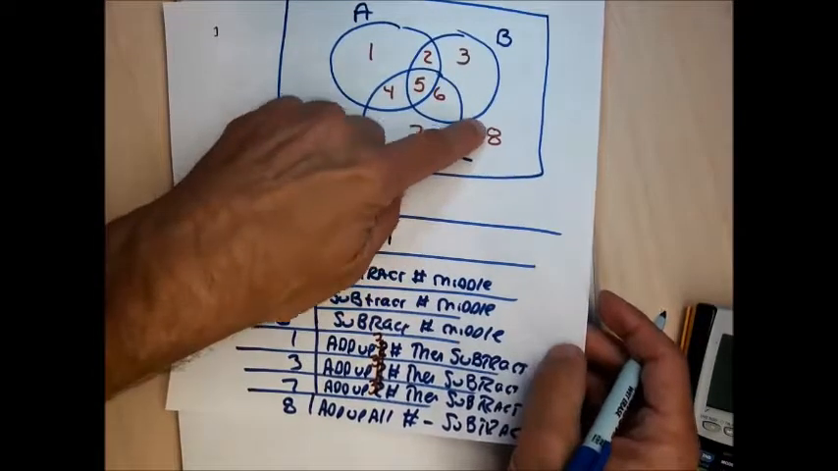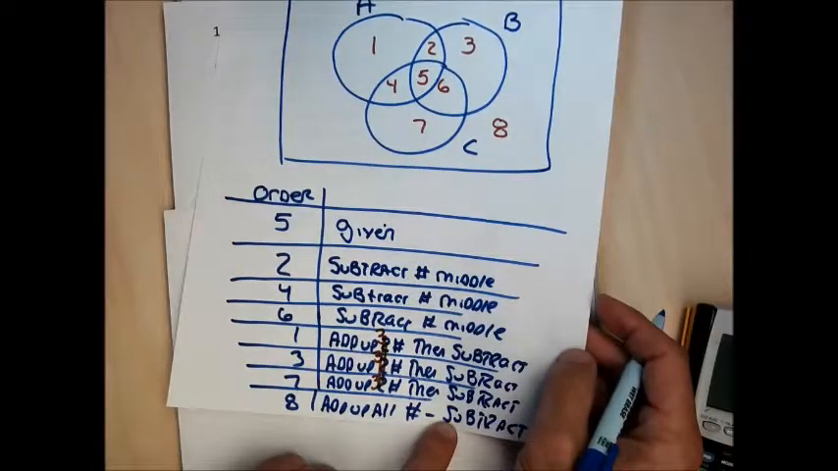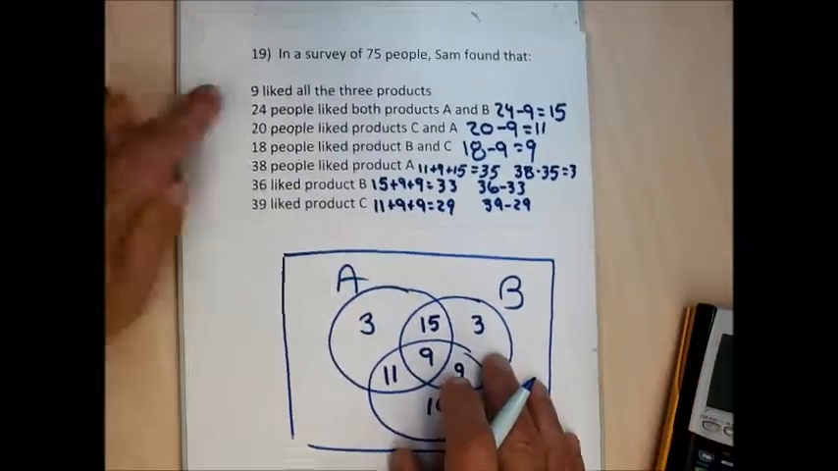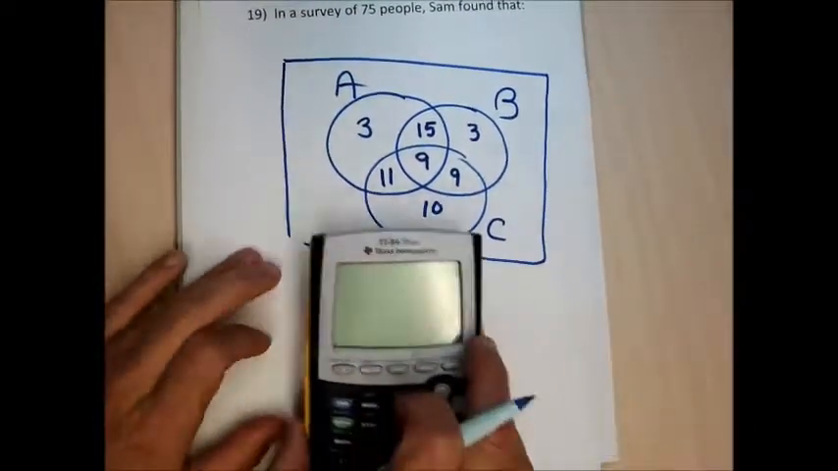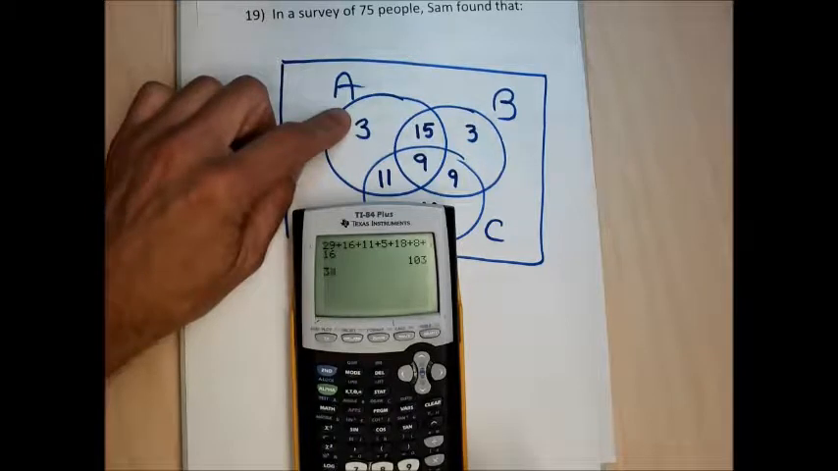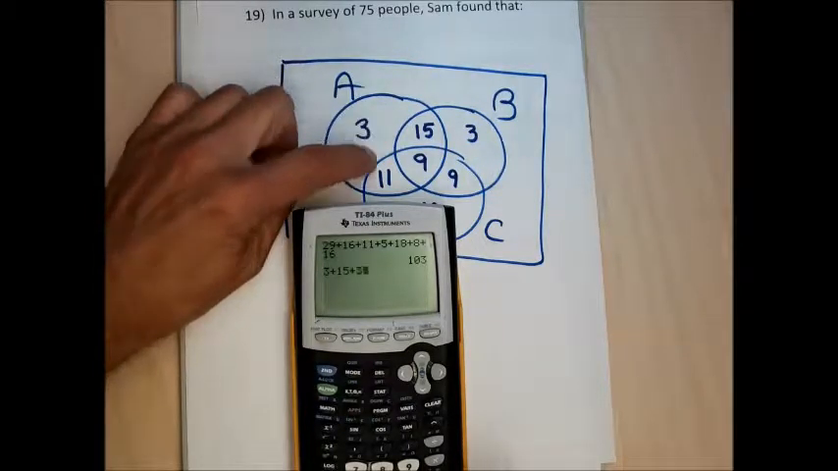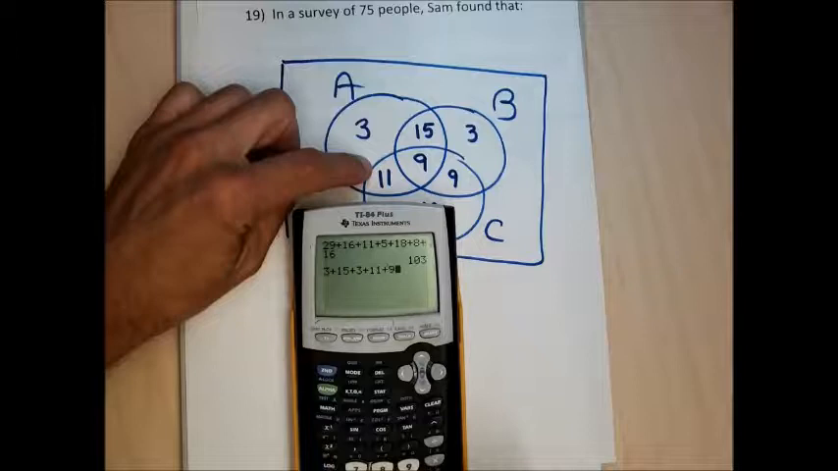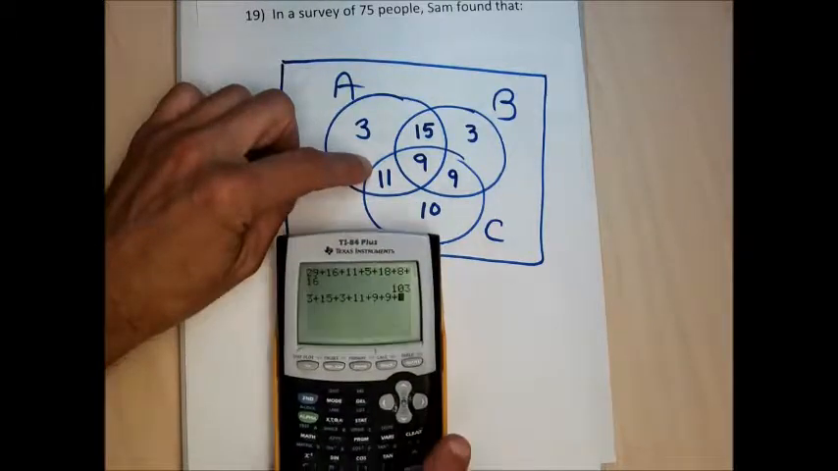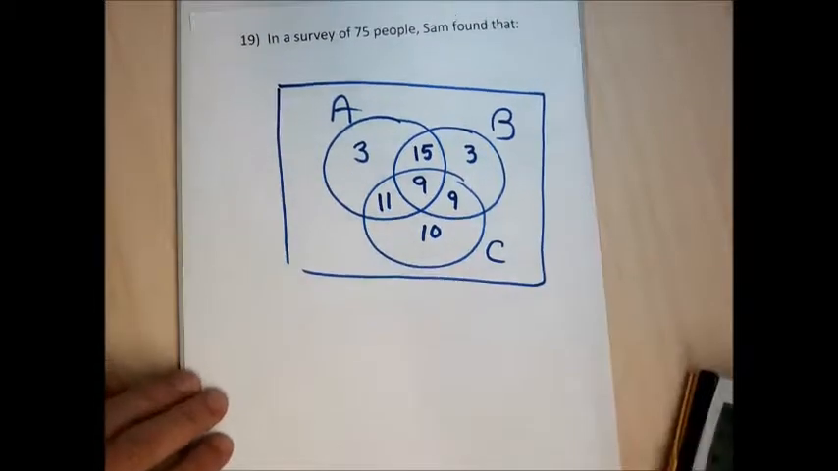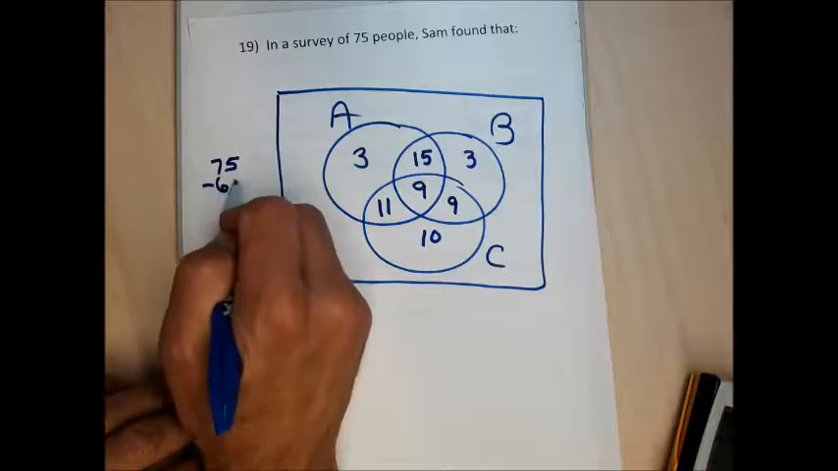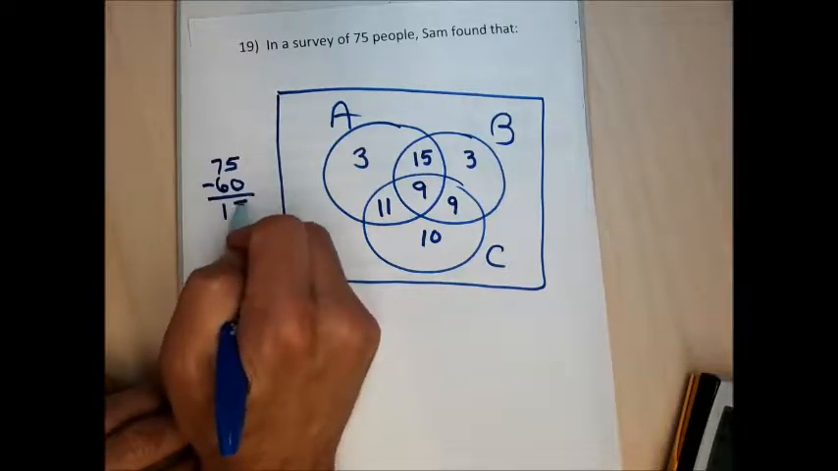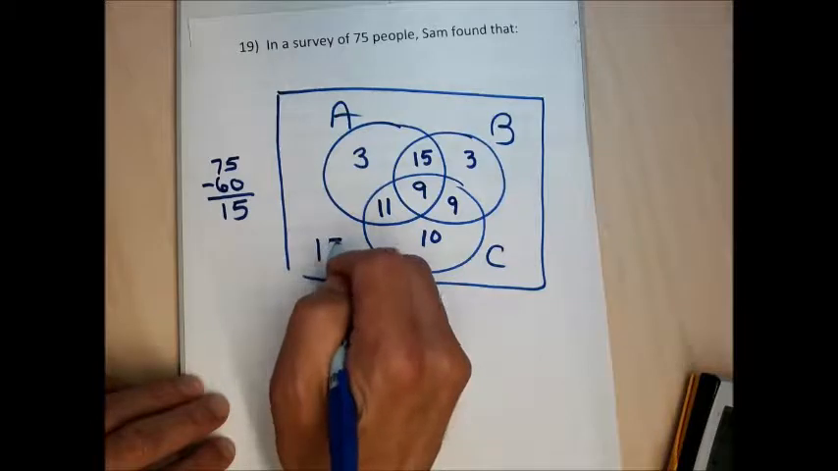Lastly, I'll do region 8. I'm going to add up all the numbers and then subtract. And what I'm going to subtract is the 75 people that were surveyed. So let me quickly add up all the numbers. 3 plus 15 plus 3 plus 11 plus 9 plus 9 plus 10. All the numbers add up to 60. I'm going to take the 75 people that were surveyed minus the 60 that are placed in the circles, and that's going to give me the 15 that's outside the circles.